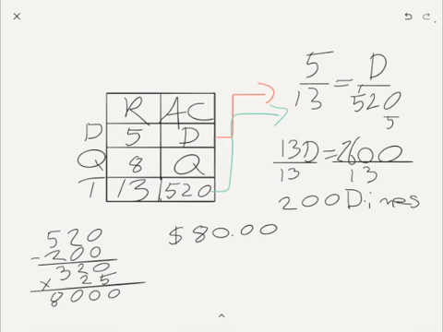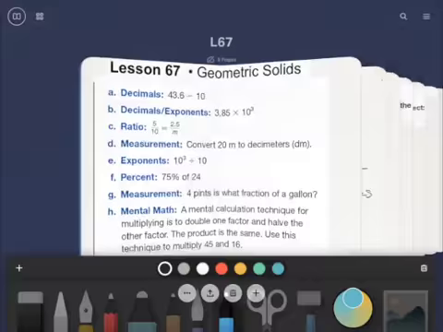And then our 200 dimes is 2,000 cents, otherwise known as $20. Giving us a total of $100.